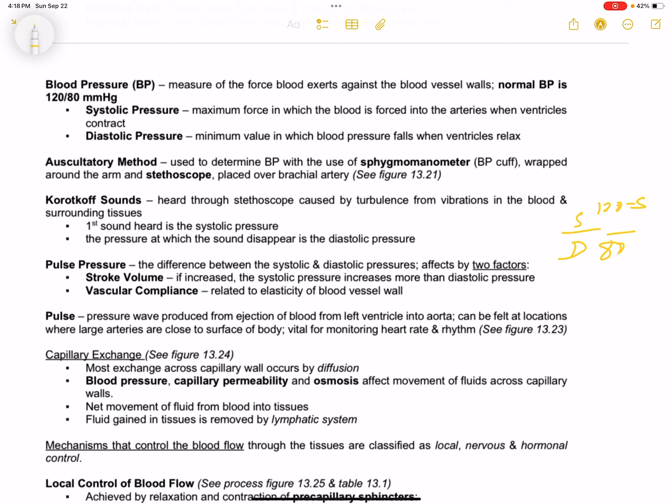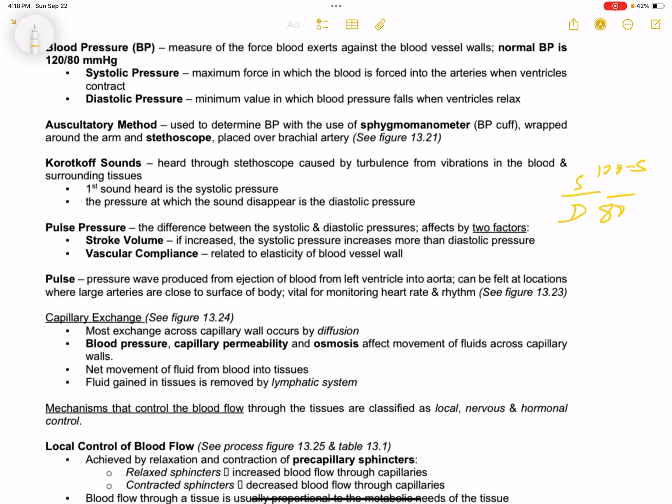Okay? Pulse pressure, the difference between the systolic and diastolic pressure, is affected by two factors: our stroke volume, where if the systolic pressure increases, it increases more than the diastolic, and the vascular compliance, related to the elasticity of the blood vessel wall. So, the pulse, the pressure wave produced from ejection of blood from the left ventricle into the aorta, can be felt at locations where large arteries are close to the surface of the body. So, it is vital for monitoring heart rate and rhythm. Okay, these are the pulses you can feel.